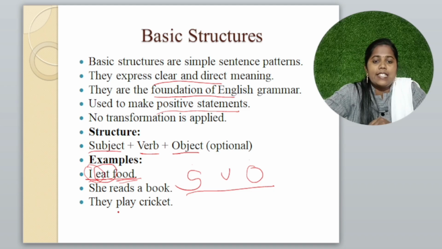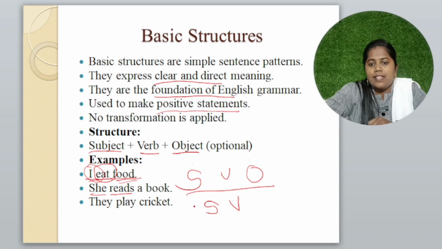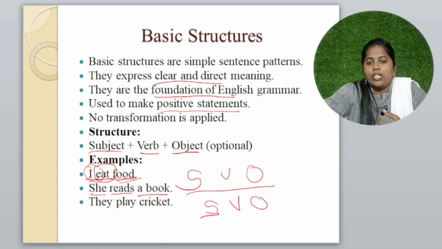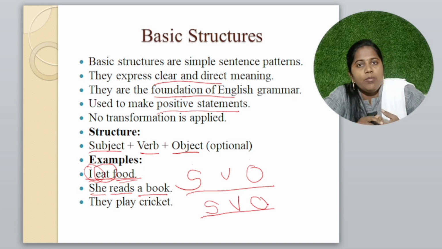Again in the next example also you can see here reads is an action word, means that is verb. Before that, who is going to read or who reads that book? That is she, and that's why again this is subject. And on which object is that action going to take place? That is book, and that's why this book is an object. So again you will find the same order, that is subject, verb, and object.